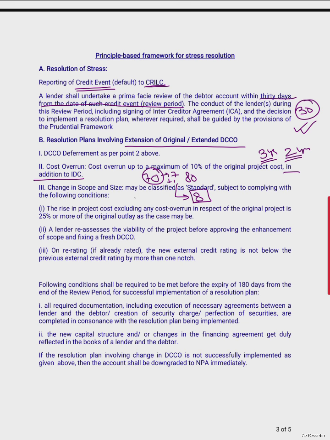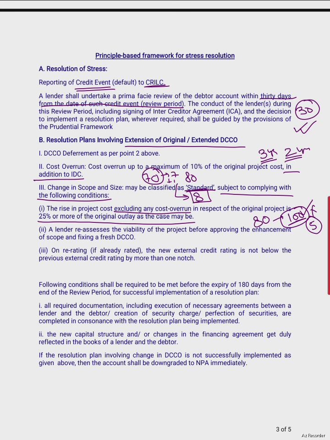When there is a change in scope and size, it may be classified as standard, subject to complying with the following conditions. The rise in the project cost, excluding any cost overrun, should be 25% or more of the original DCCO. Suppose it's 80 crore, now it's 100 crore, it can be considered as a cost change in scope, and a fresh DCCO date will be there. But this should exclude any cost overrun. Say if it includes a cost overrun of 5 crore rupees, then these norms will not be applicable. It will not be considered as a change in scope and will not be given the benefit of standard classification.